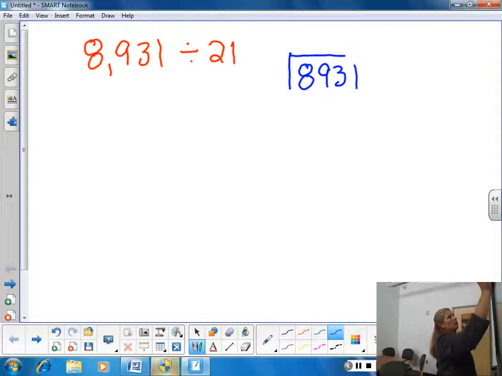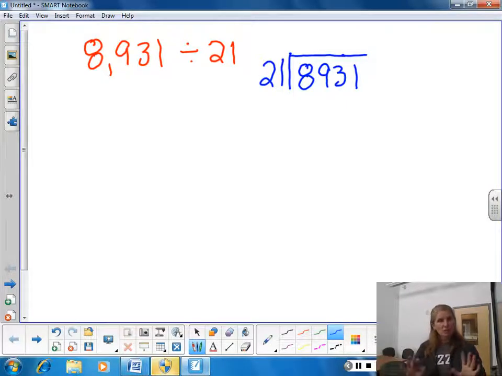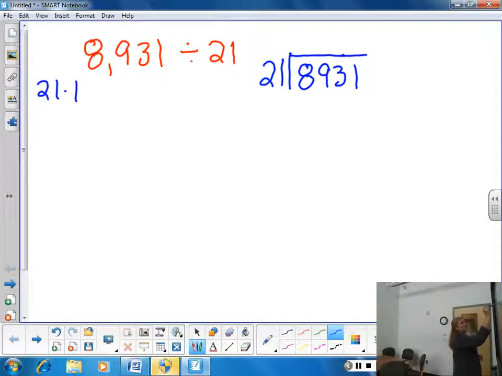8,931 divided by 21. So what we did last time was we tried 17 times 5, 17 times 6, 17 times 7, 17 times 8. We kept trying and seeing which one of those works. One thing you can do is to write down the multiplication facts before you start. And then you have them and you don't have to keep doing that off to the side.